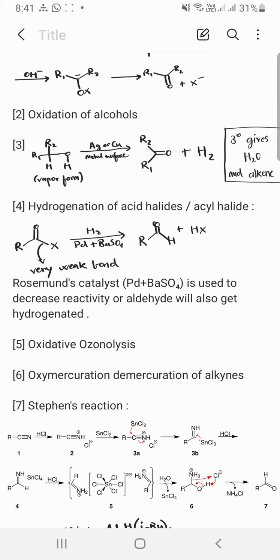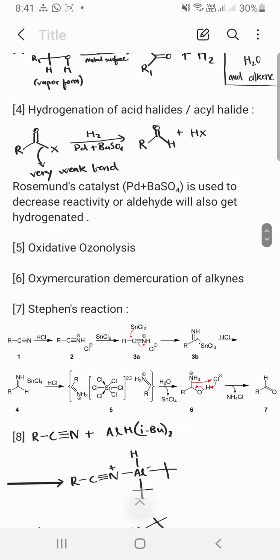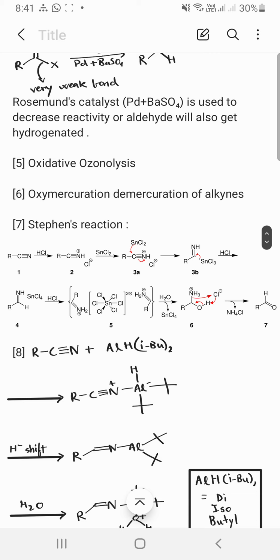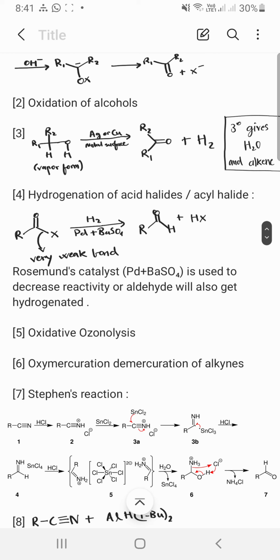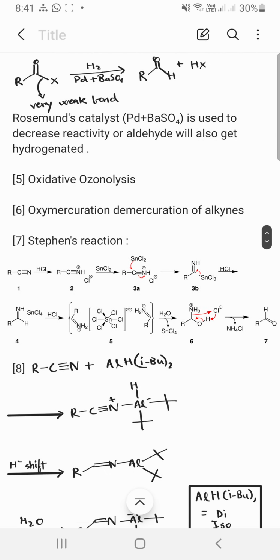Copper chip oxidation. It's alright. 3 degree gives alkene. Hydrogenation of acid halide or acyl halide. I'm not surprised by this thing. So it uses Rosenmund's catalyst to decrease reactivity. Oxidative ozonolysis, fine with peroxide. Yeah. Oxymercuration, demercuration of alkynes. Stephen reaction, something else.